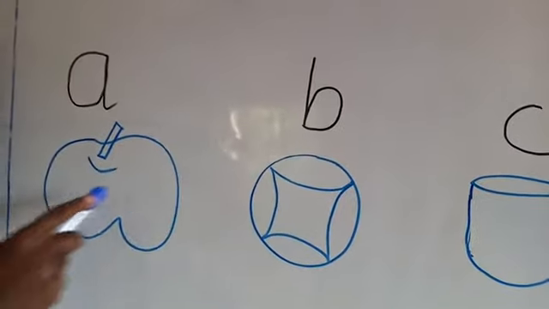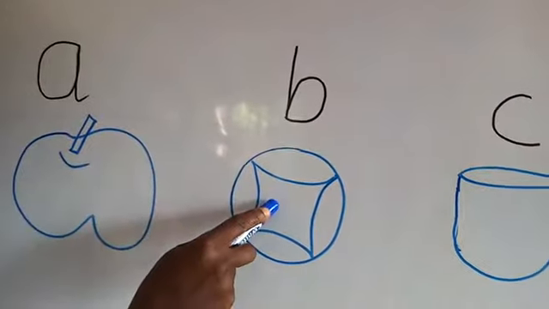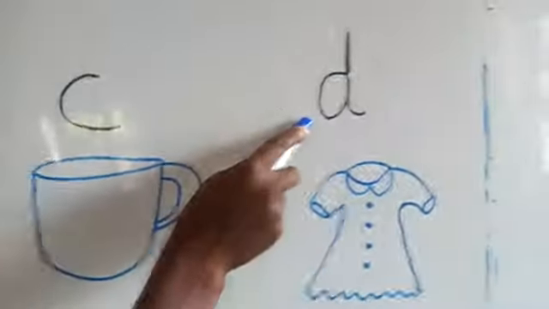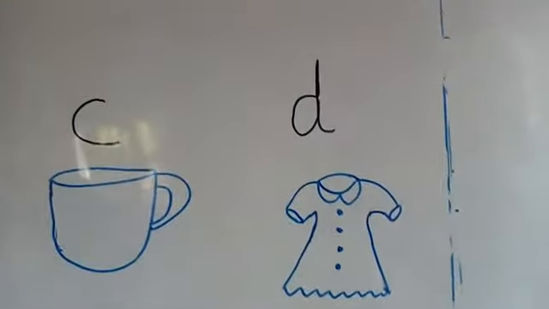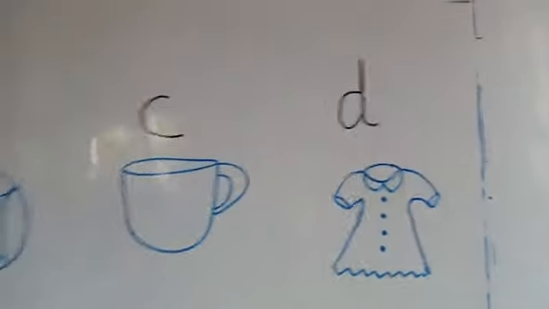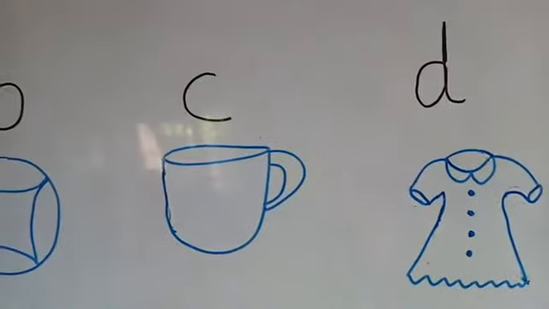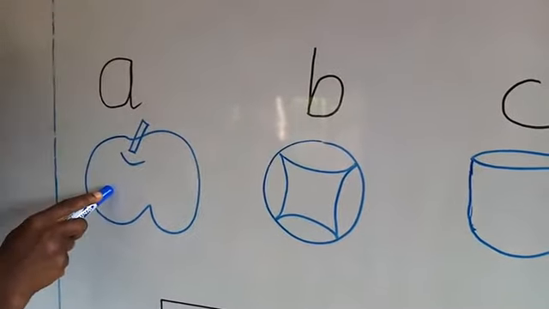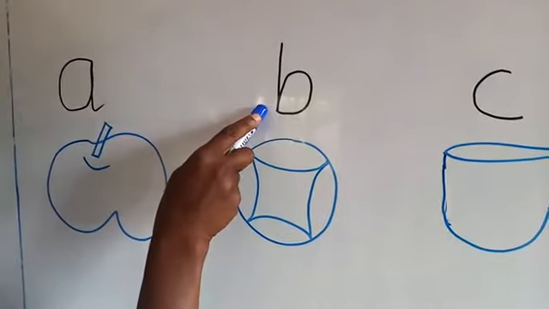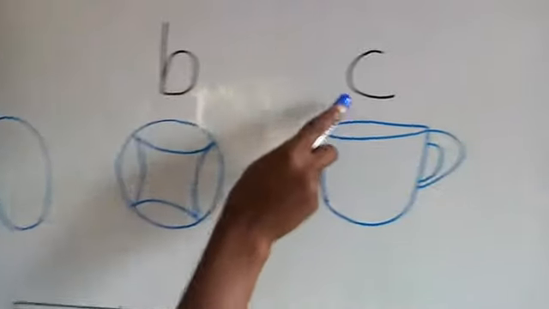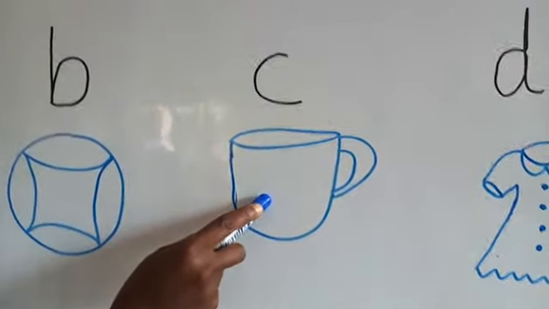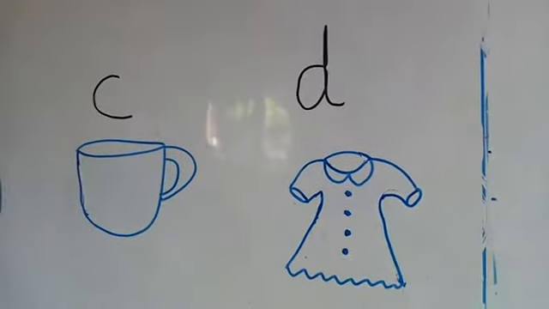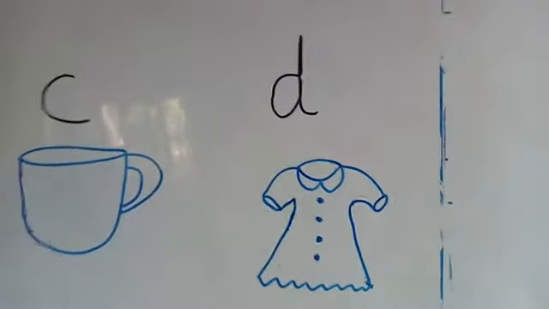Apple. Ball. Cup. Dress. Good. Girls, are my girls around? Are you ready? Good. Let's also sound. Apple. Ball. Cup. Dress. Beautiful. Now, let me show you something too.